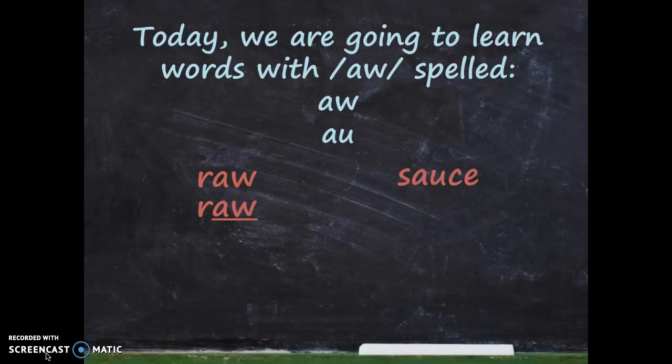This word is sauce. Say the word with me. Sauce. Now, sauce is spelled a little bit differently than raw. Raw is spelled with the A-W letter combination, and sauce is spelled with A-U letter combination, but the A-U also makes the aw sound. Listen for that same sound in both of these words. Raw, sauce. Do you see how they are spelled differently, but they have the same middle sound? Aw.